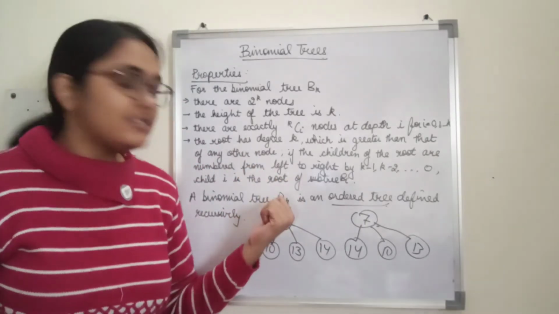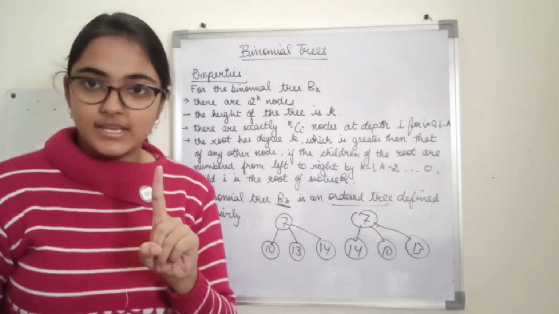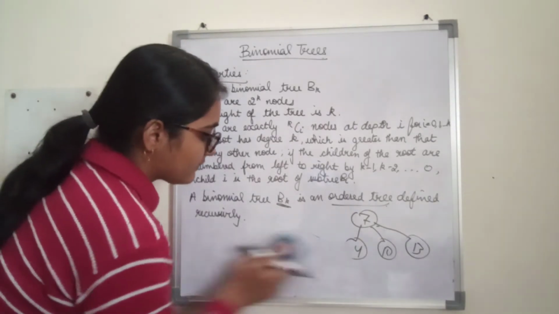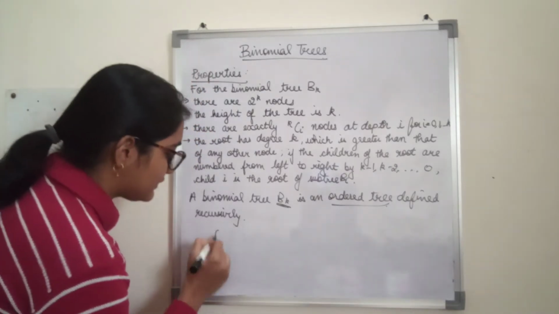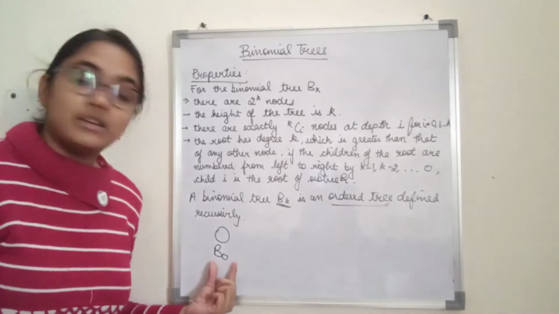Similarly, when k is equal to 0, the binomial tree B naught consists of a single node, right? Let me draw it. So the binomial tree B naught consists of a single node. This is the node. This is the tree B naught, right? This is the binomial tree B naught.